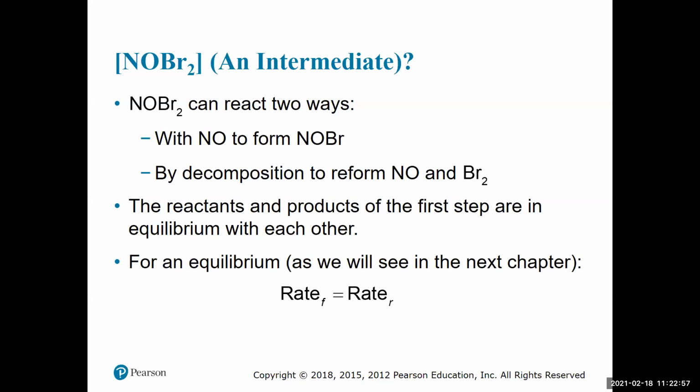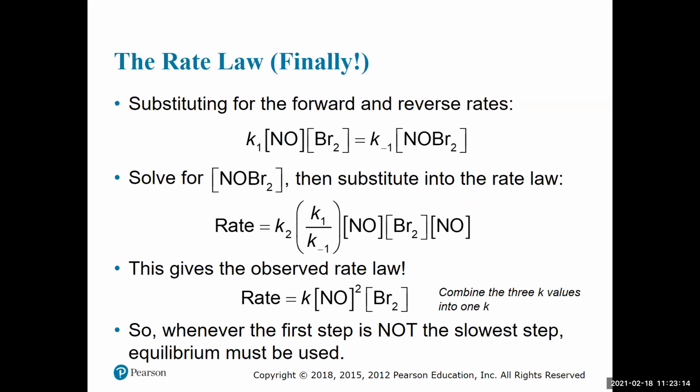For equilibrium, the forward and backward rates are the same. We'll talk a little bit more about equilibrium. I think it's next chapter, I don't remember if it's next chapter or the chapter after. But for now, we're going to assume that.